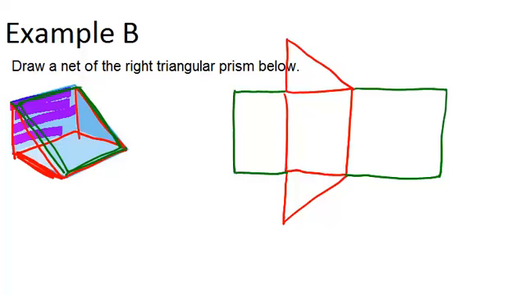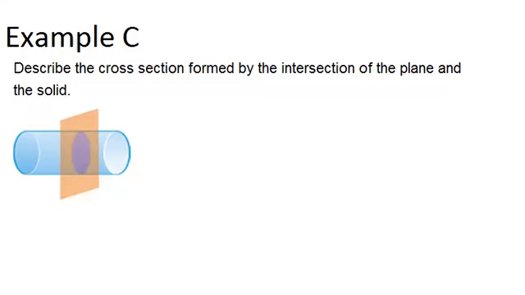All right, let's go to example C. Describe the cross-section formed by the intersection of the plane and the solid. So what we have here is a cylinder, and you notice that it has 2 circles for bases that are parallel to each other. That's what makes it a cylinder.